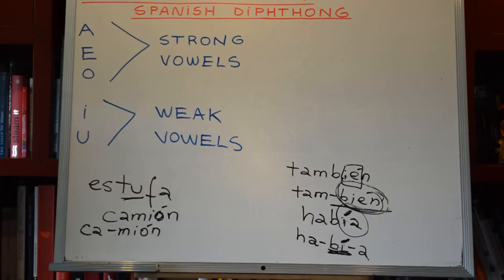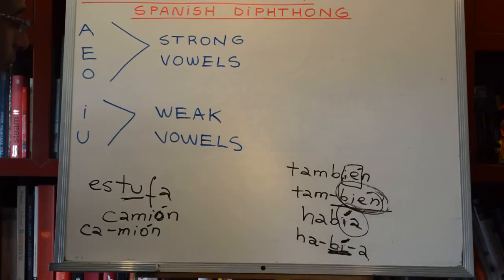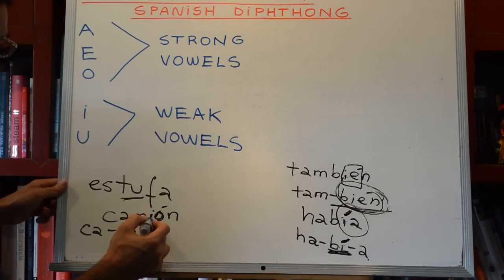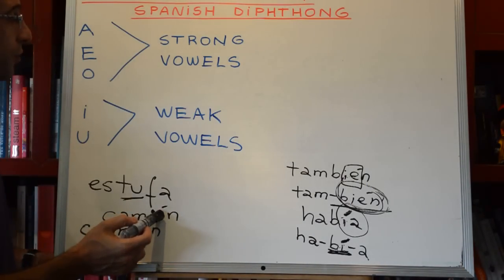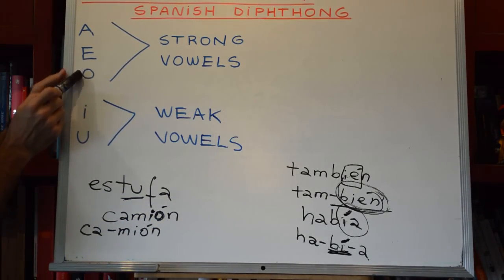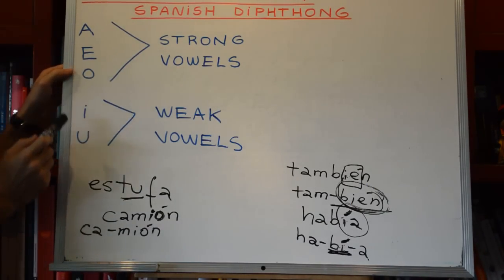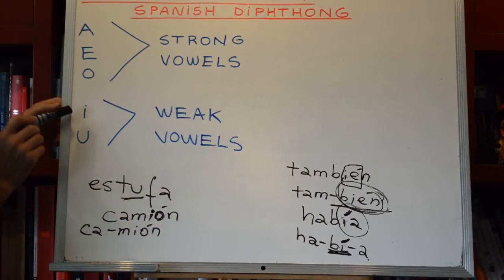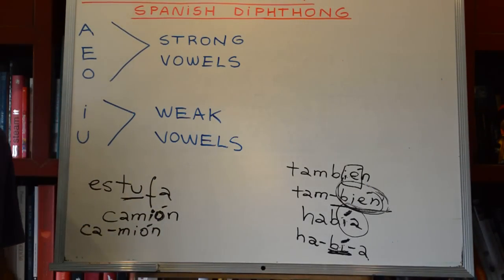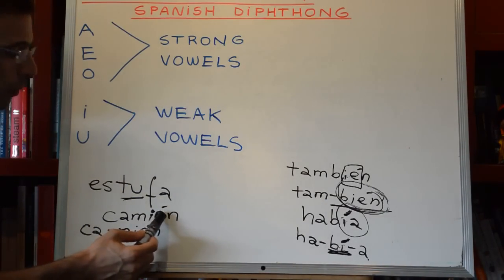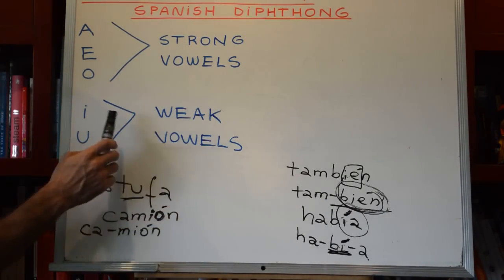Because this is a diphthong. How do we know it is a diphthong? Okay, here is a reason. Look, I and O. Remember what I told you. O is a strong vowel. I is a weak vowel. So, you cannot separate these two vowels. Why? Because I is weak.